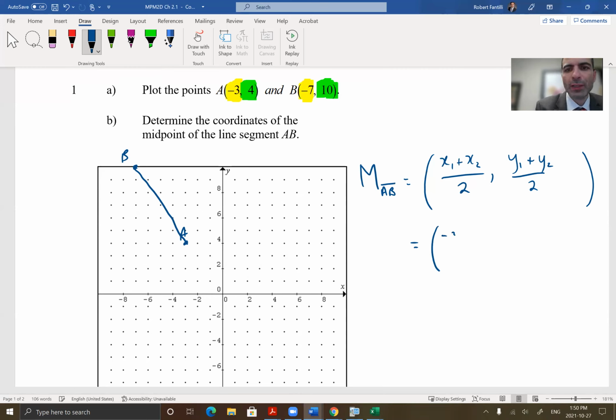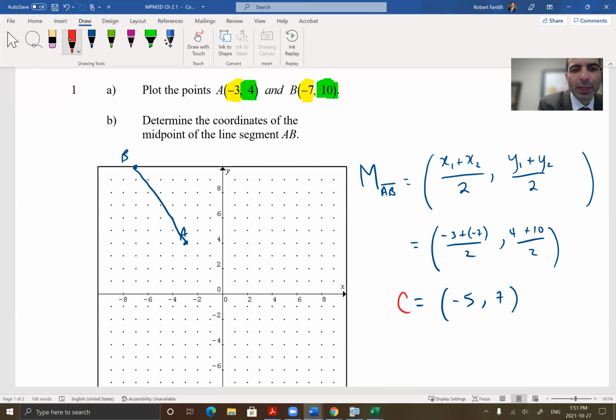So x1 is -3, x2 is, so it's plus -7 divided by 2, and the second part is 4 plus 10 divided by 2. And we end up with -3 plus -7 is -10. -10 divided by 2 is -5. And 4 plus 10 is 14, divided by 2 is 7. So if we go ahead and look at, let's call this point C, the next letter in the alphabet. If we go to (-5, 7), that's right there, which is our midpoint C.